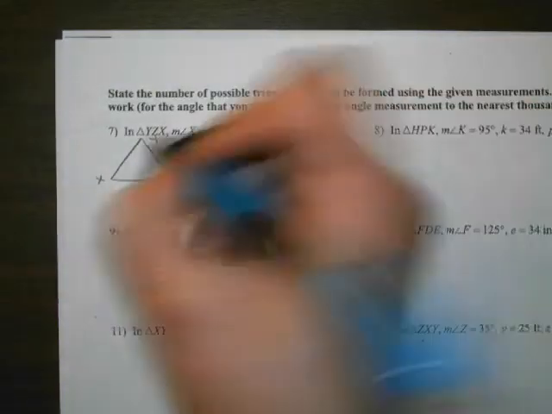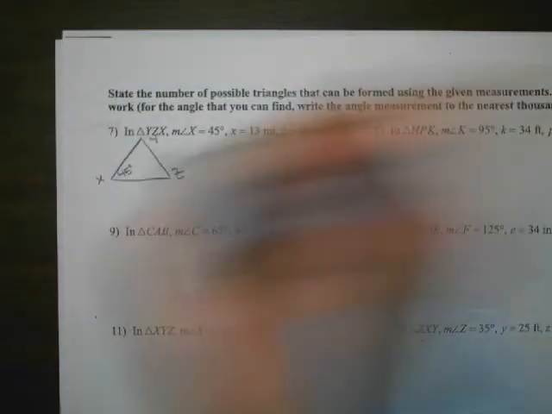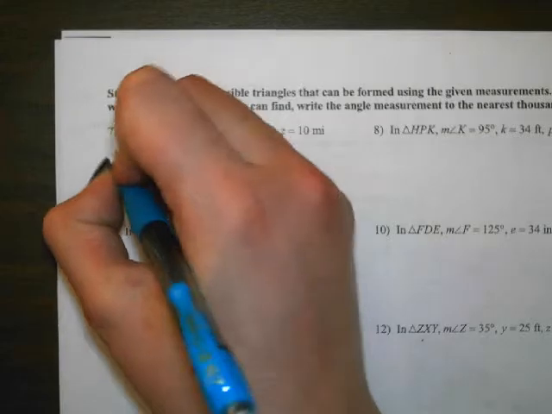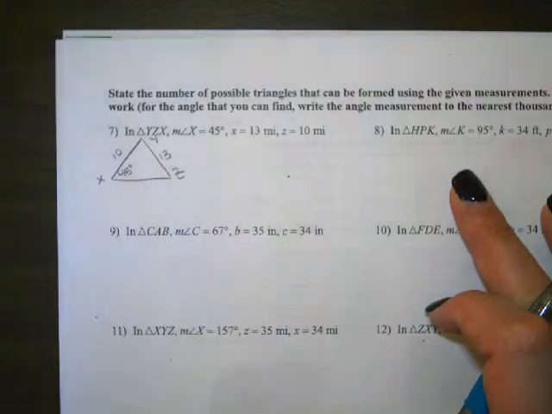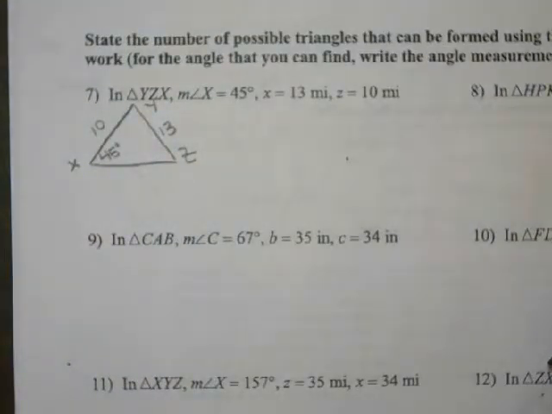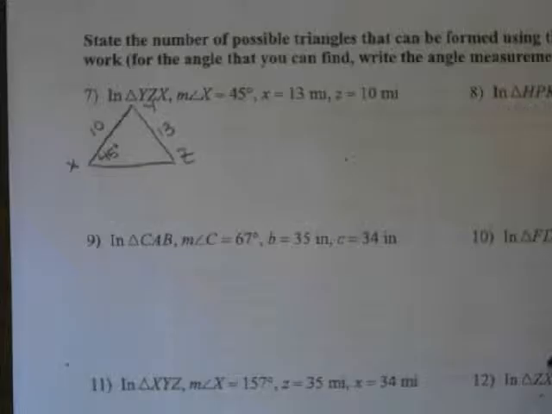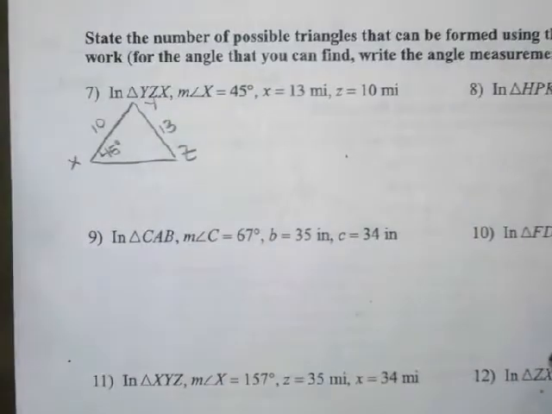And so my X is 45 degrees. My side X is 13. My side Z is 10. And when I'm looking at a problem like this, as soon as I can see that the given information is angle side side, that's when I draw my second triangle.